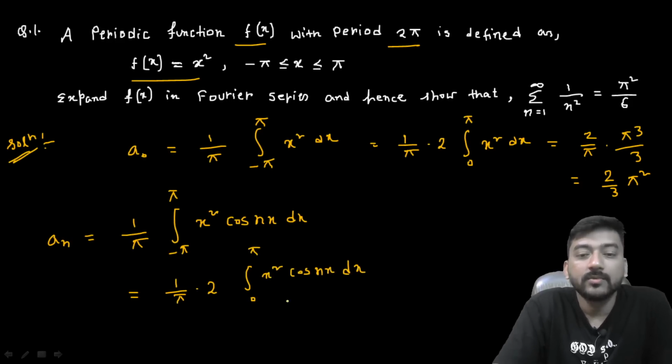Now we just have to integrate this as uv. So this is integration by parts. Let me find the integration 0 to pi x square cos nx dx.